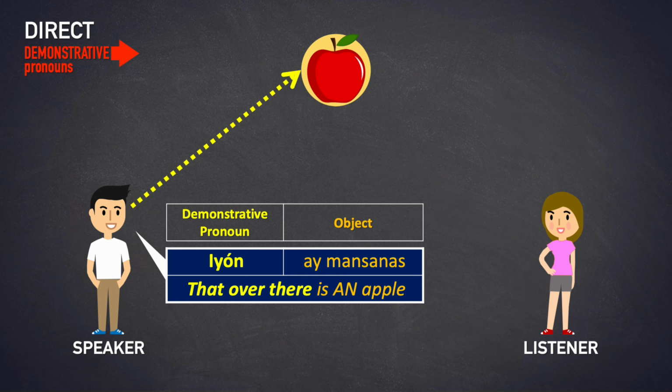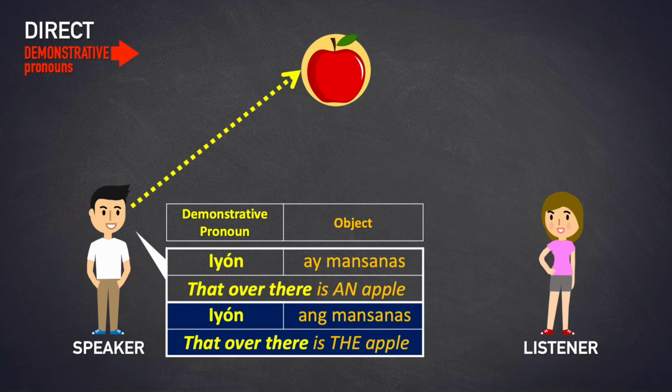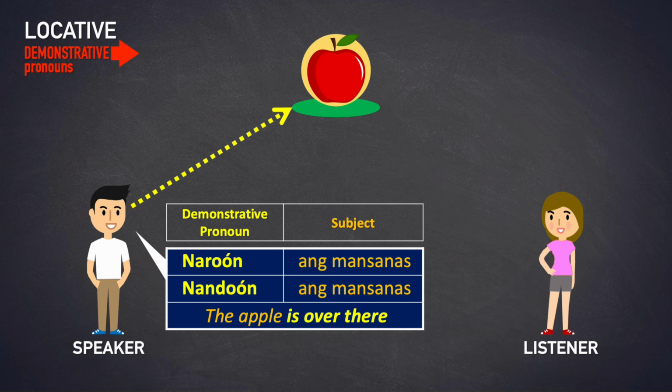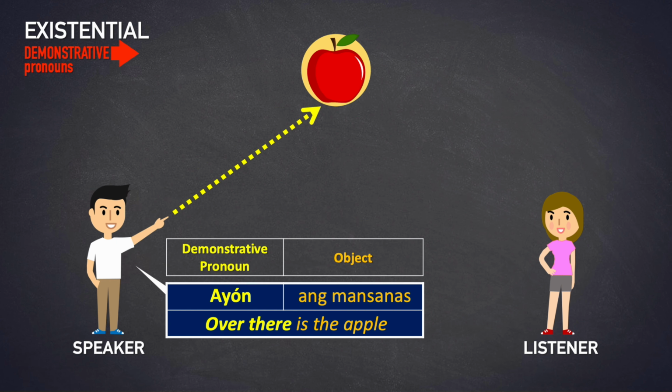Iyon ay mansanas. That over there is an apple. Iyon ang mansanas. That over there is the apple. Naroon ang mansanas. Nandoon ang mansanas. The apple is over there.